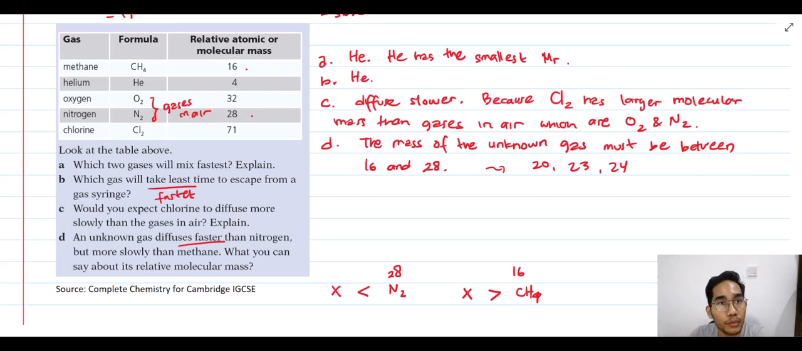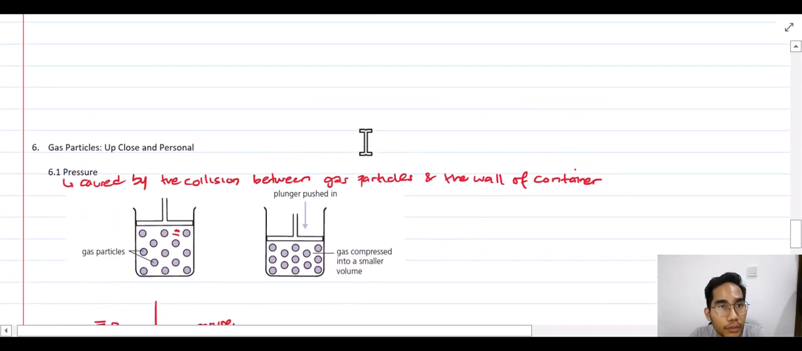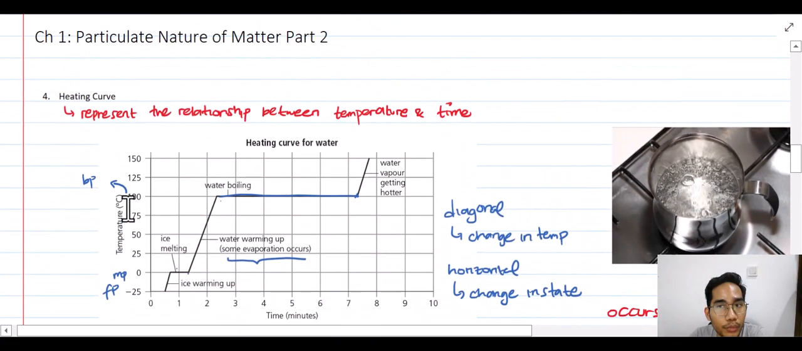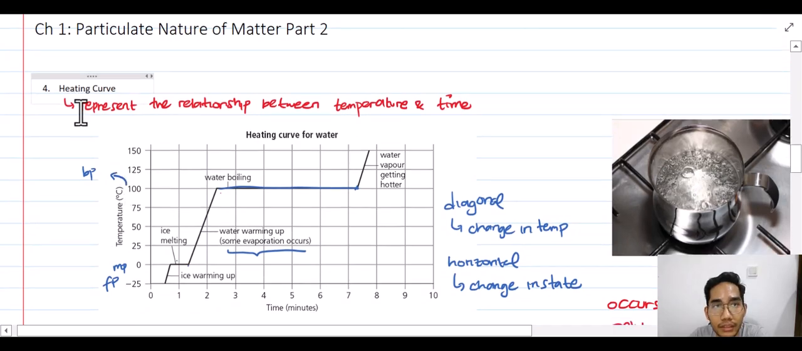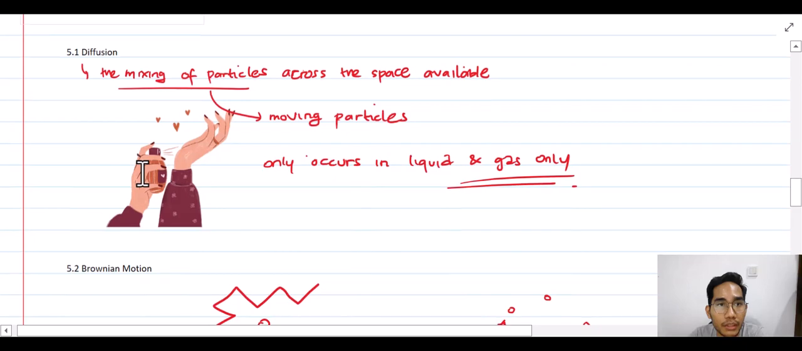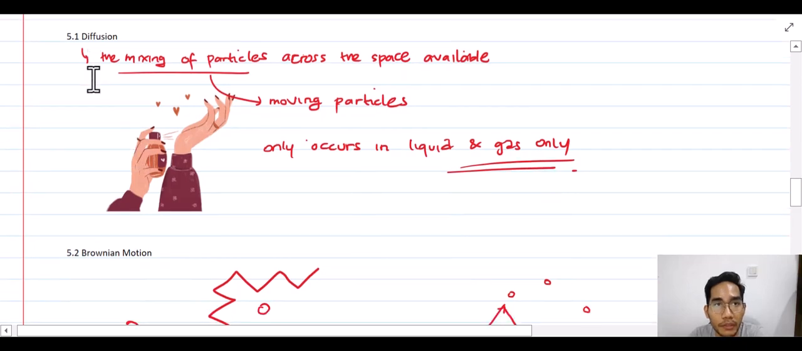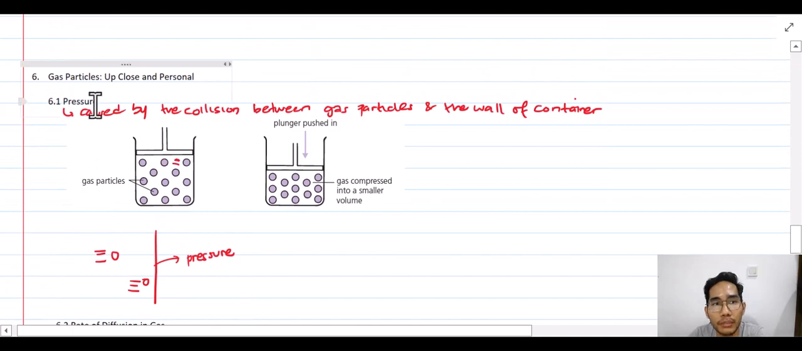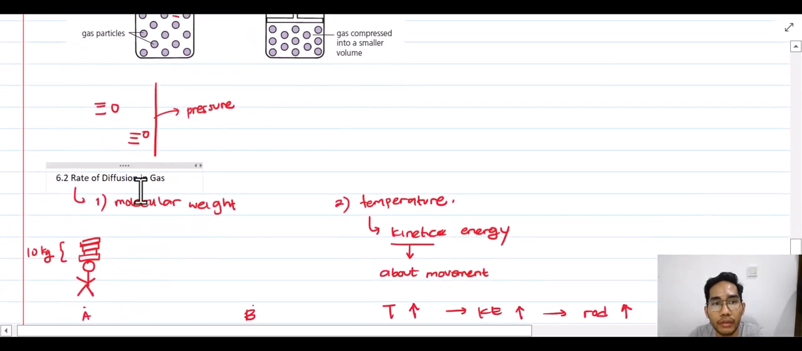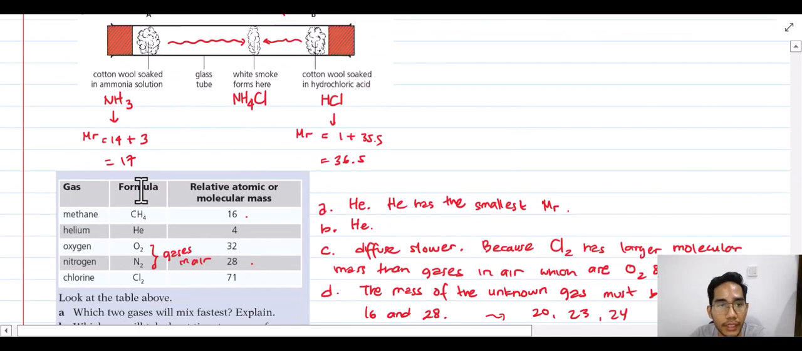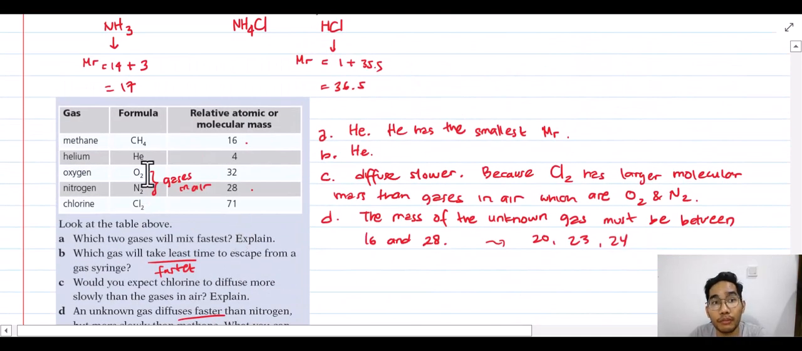So, what we have learned today is about diffusion. We have already learned about the heating curve and also the phenomena found in matter, which comprise diffusion and Brownian motion. We also have learned about the pressure and the rate of diffusion of gas, what affects the rate of diffusion in gas. And also we have already answered some questions.